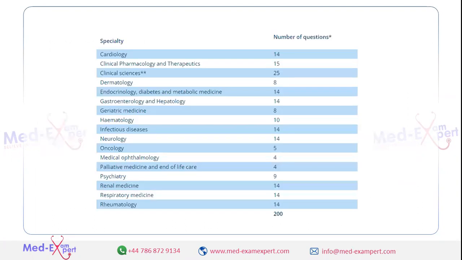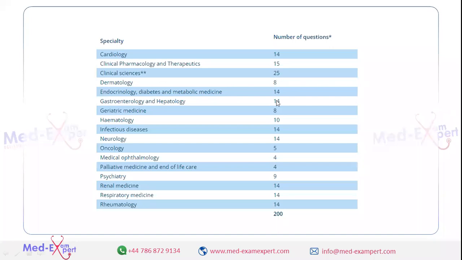The division for MRCP part 1, as you can see in the slides, has various specialties starting from cardiology and infectious disease to rheumatology. I will not go into the individual specialties. What is more important is the number of questions in those subjects. Majority of the subjects, including cardiology, neurology, and renal medicine, have 14 questions each. They are the major subjects. But clinical sciences and pharmacology have a higher number of questions. Clinical sciences consist of a few topics from basic science, which will be covered in the next slide, and pharmacology consists of 15 questions.